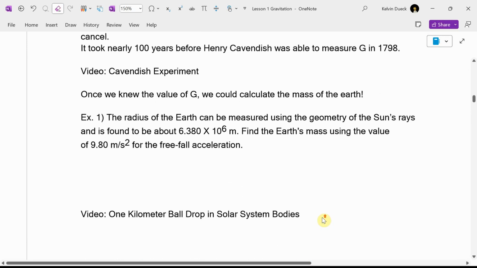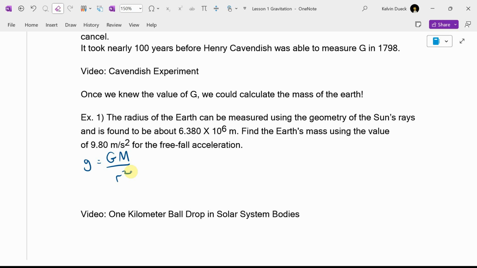First thing he did, once we knew the value of big G, we could finally calculate the mass of the Earth. Up until then, the mass of the Earth had been a best guess. Literally what they had done is they had taken the mass of shovels of the Earth, averaged them out to get the mass of an average shovel of dirt, and multiplied that by the volume of the Earth. And that was their estimate for the mass. Cavendish did this. He said, okay, little g equals big G, big M over r squared.